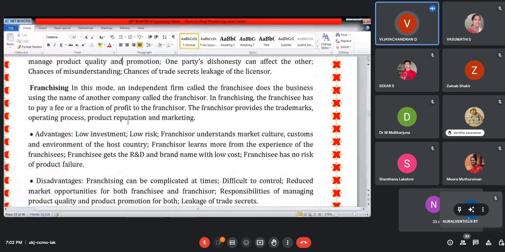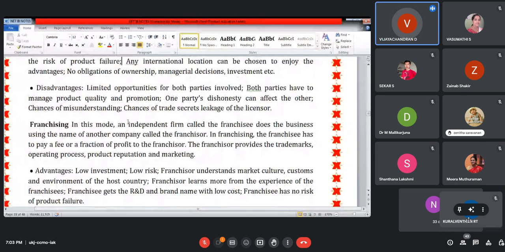Franchising was the keyword. What is franchising? Leasing the name. They will lease a name only. You can use the name only, but you can't do any production. The company which is leasing the name will not be involved in the production process. They simply lease a name, leasing of name.